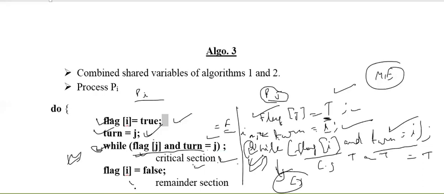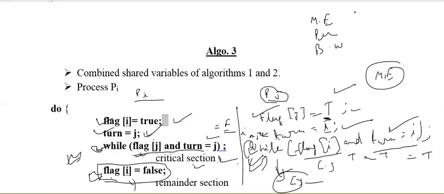And when they leave, the exit section says that after leaving the critical section, the process is going to make its interest false. And because of making interest false, the other process will get to enter into the critical section. So that is one proper solution which holds all the conditions. It holds mutual exclusion, it holds progress, and it holds bounded waiting.